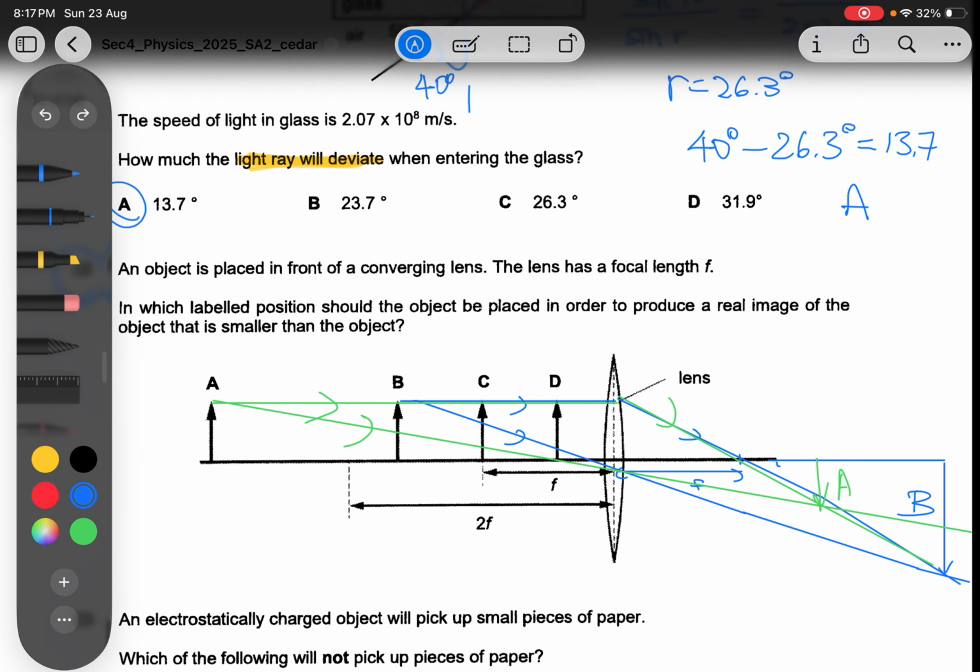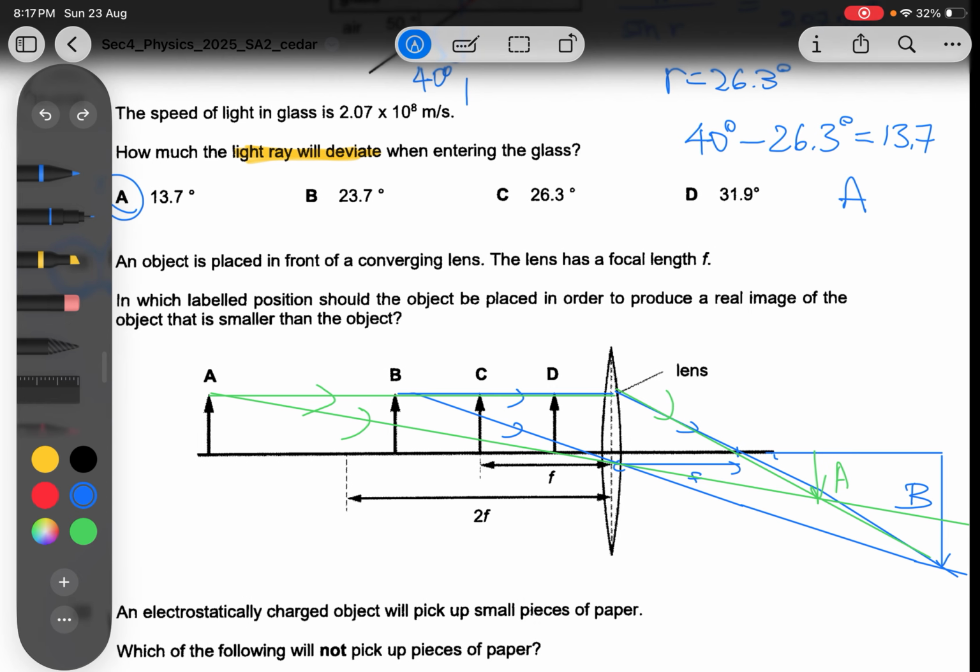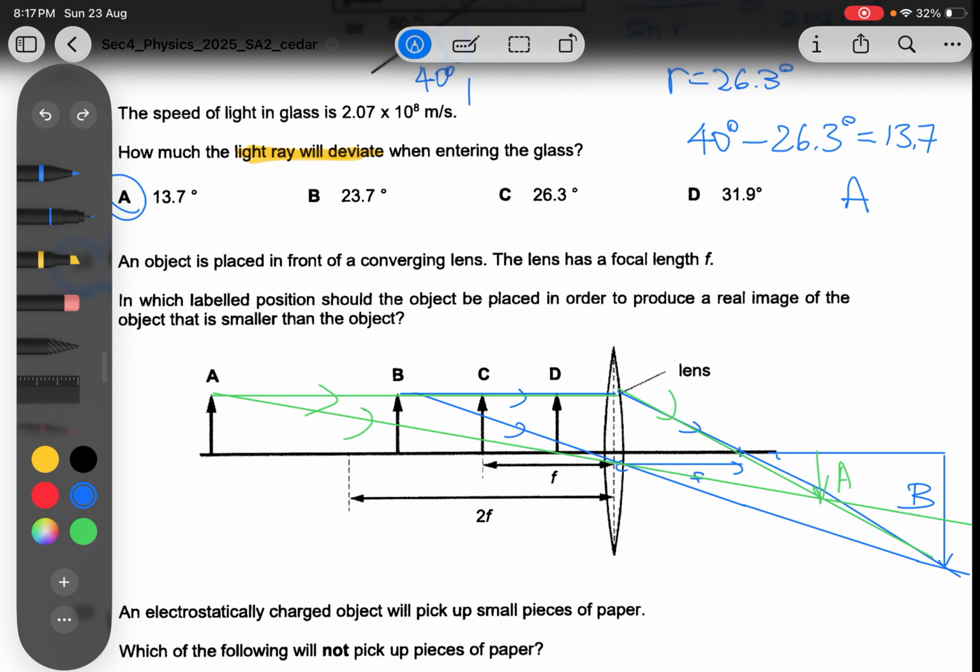And I've drawn B for you. B is all the lines in blue. As you can see, this is the image of B, and the image of B is definitely much larger, it's magnified, between F and 2F. And for A, the image of A is in green, and it's much smaller than the object.